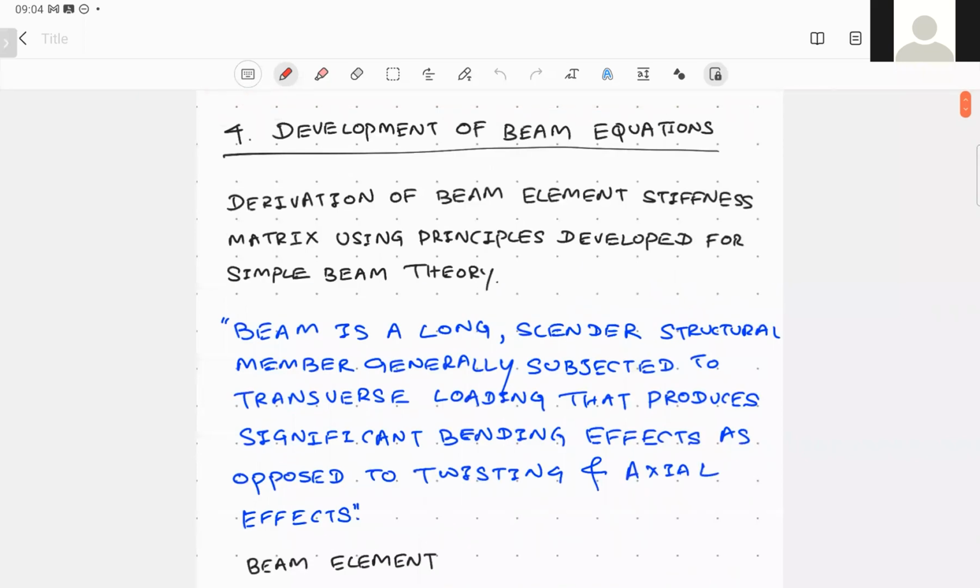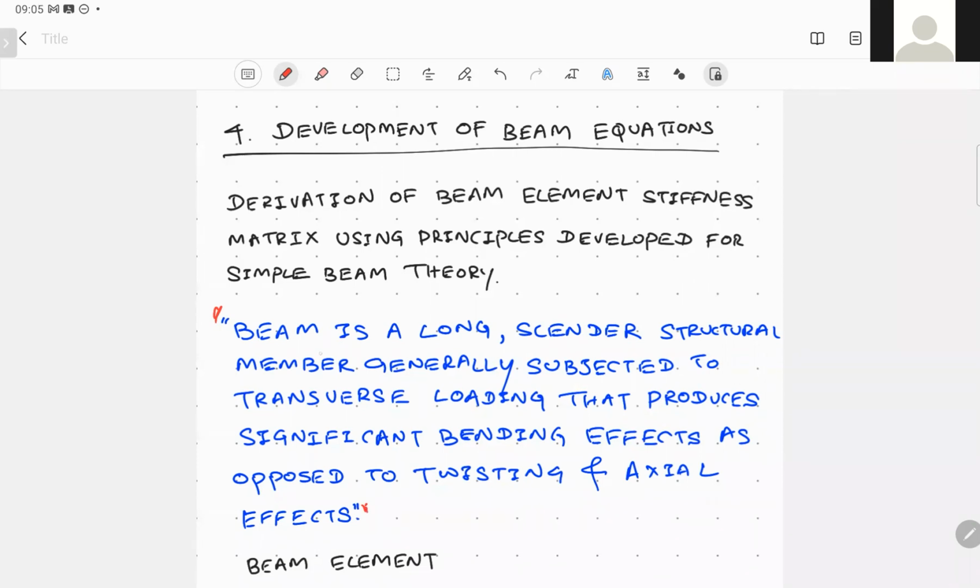It is important to understand what a beam is and why we need to consider it. What are the aspects which we will consider in this case, which we did not consider when we discussed spring and truss elements? In order to understand, let's try to get the concept as to what a beam is. I have here mentioned the definition of a beam.